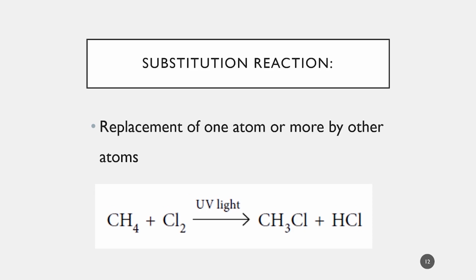Now for the substitution reaction, what will happen? One of the hydrogens will be replaced by another atom. In that case, it is replaced by a chlorine atom. So we are taking away one atom and replacing it with something else.